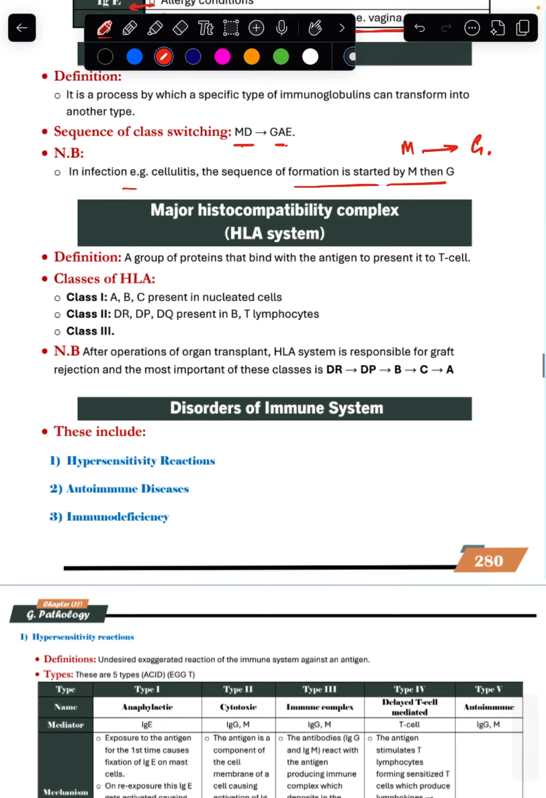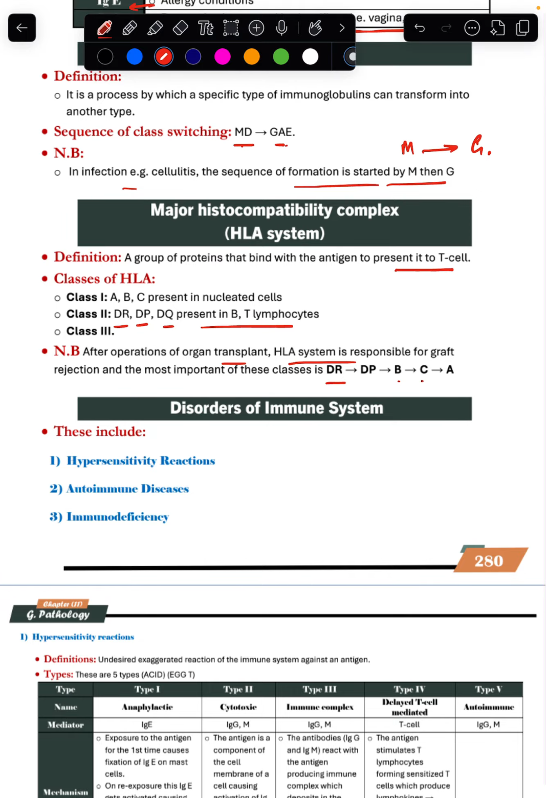Major histocompatibility complex, HLA, is defined as a protein that binds with antigen to present it to T cells. There are three classes of HLA: 1, 2, 3. A, B, C are present in nucleated cells. DP, DQ, DR are present in B and T lymphocytes. After organ transplant, the HLA system is responsible for graft rejection. Most important of these are DR first, then DP, then B, C, A.